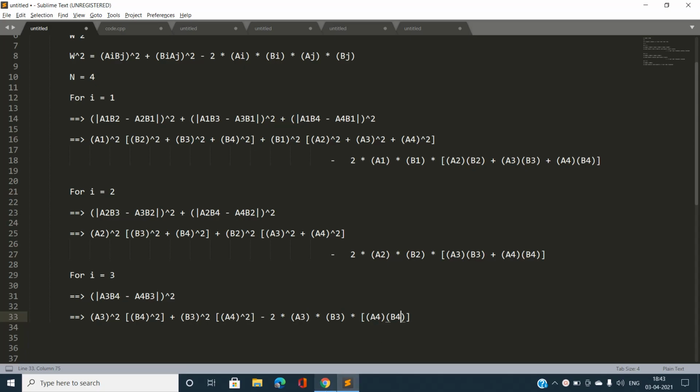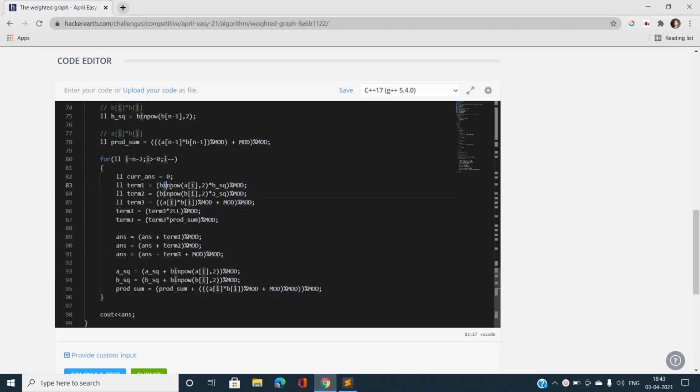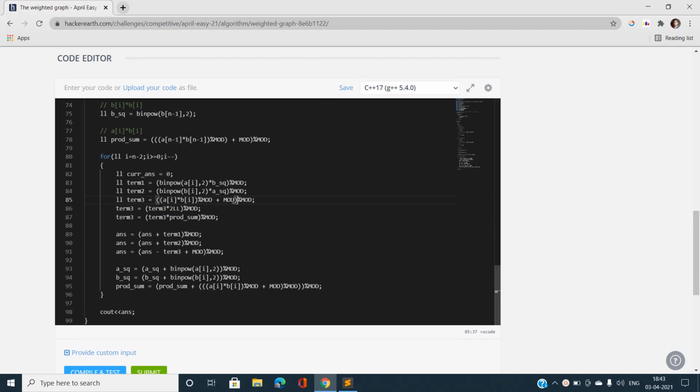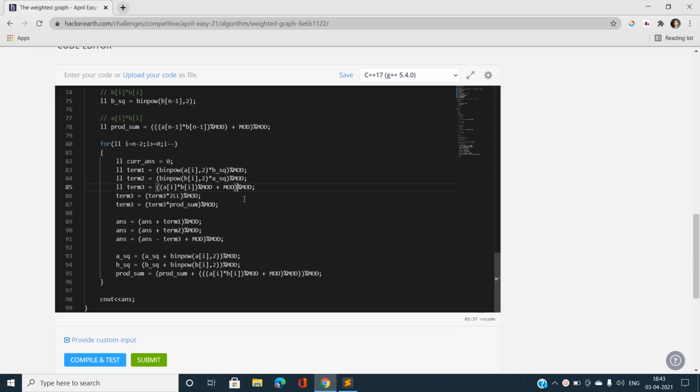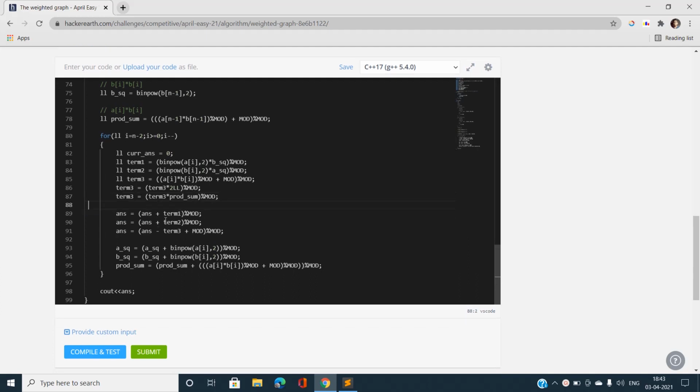Okay, so term 1 is going to be found this way for the ai square coefficient, and term 2 is going to be found for the bi square coefficient, and term 3 would be the product of ai into bi plus mod and the entire mod, because it might be negative. I think if I skip this one it will not make anything wrong, because I have already made ai and bi positive. Okay, now for term 3 I need to do one thing more, that is multiply by 2 and multiply by prod sum, that is the suffix sum found till now. Okay, so finally I need to add term 1 and term 2, but I need to subtract term 3, because it will be like minus twice ai into bi.